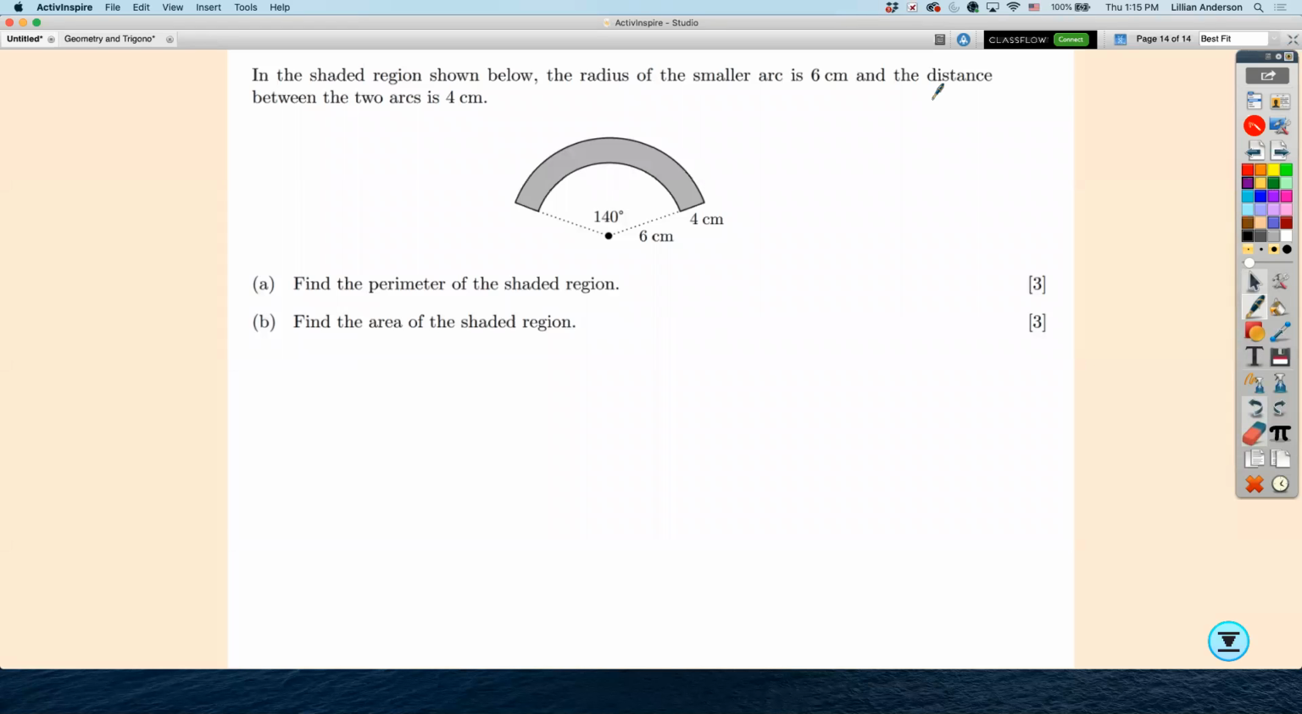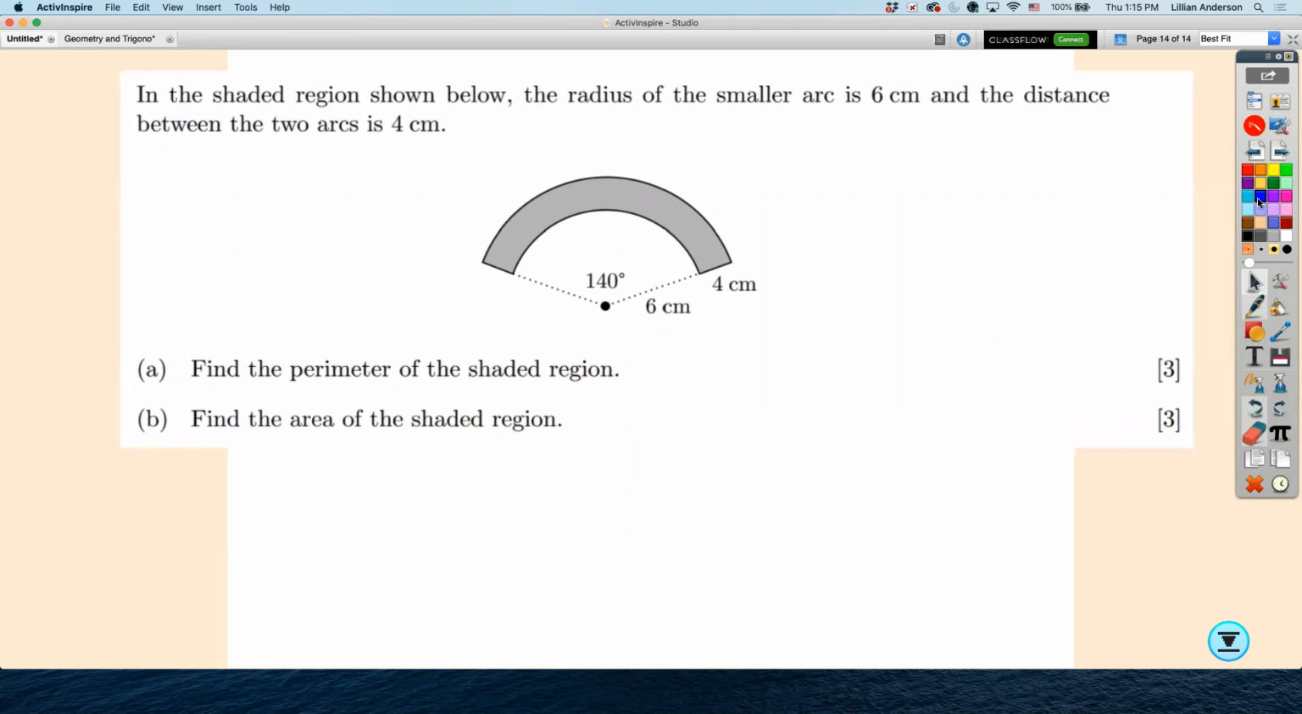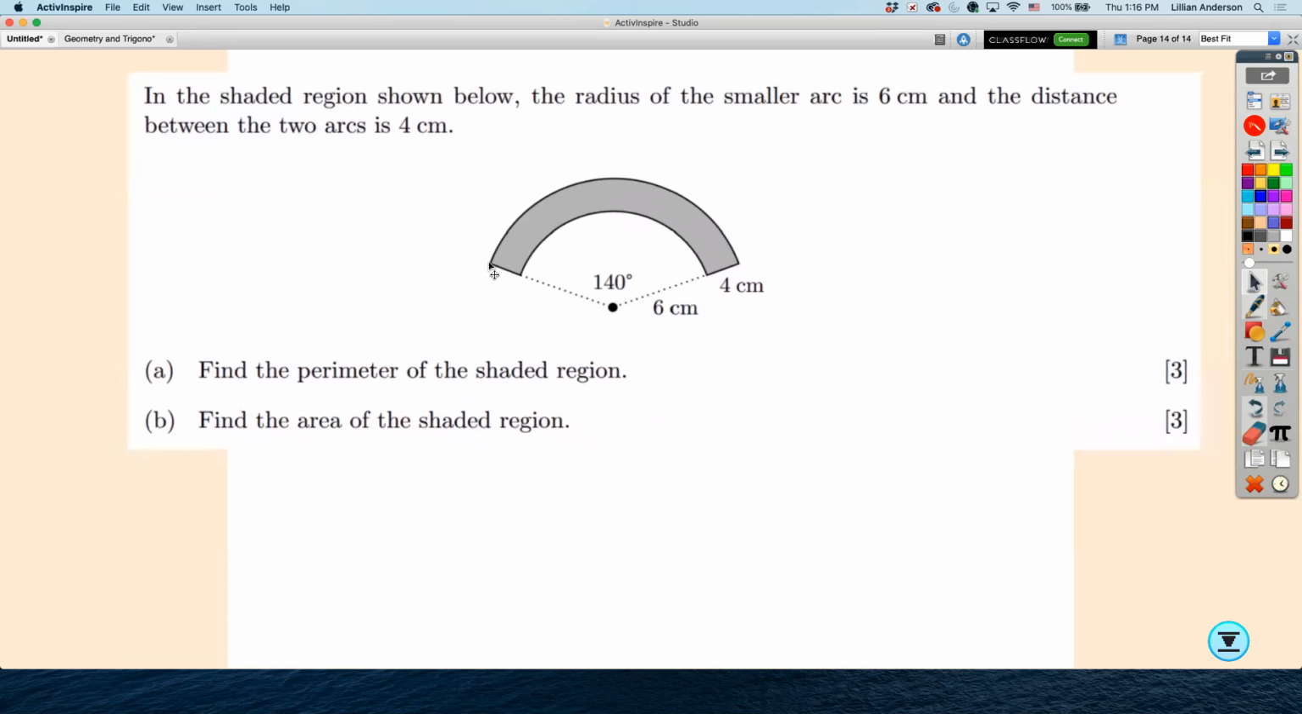Then very quickly, I'm going to talk you guys through this. In the shaded region below, the radius of the smaller arc is 6 centimeters, and the distance between the 2 arcs is 4 centimeters. Okay, find the perimeter of the shaded region. Perimeter, that's all the sides added up. That is these 2 small segments right here, which are both how long? And then it's this piece, AKA the, what is that called? It would be the arc length. And then it would also be this piece right here, which is another arc length. So the perimeter of the shaded region would be the 2 4s, the smaller arc length, and then the larger arc length. So to find the smaller arc length, it is theta over 360.